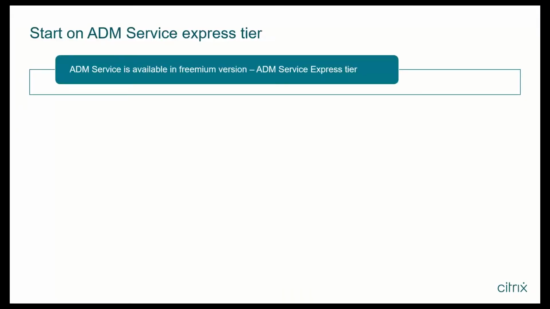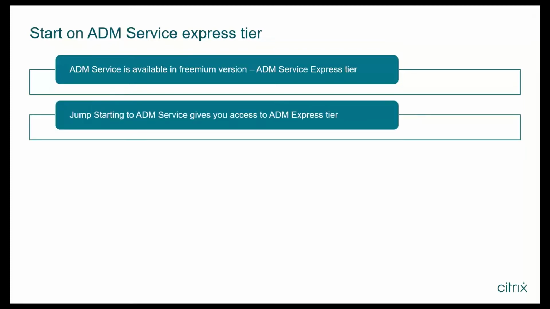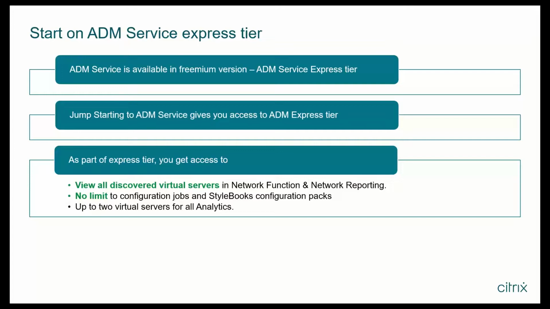Now, ADM service, as you know, is available in a freemium version, which we call the ADM Service Express tier. Once you jumpstart to ADM service, if you do not have a purchased license, you will be given access to this tier, the free tier. As a part of this Express tier, you'll get access to the management and monitoring, the controller capabilities, in which you'll now have access to all discovered virtual servers in network functions and network reports. We've opened this up. And there is also no limit any longer on the configuration jobs and stylebook config packs.